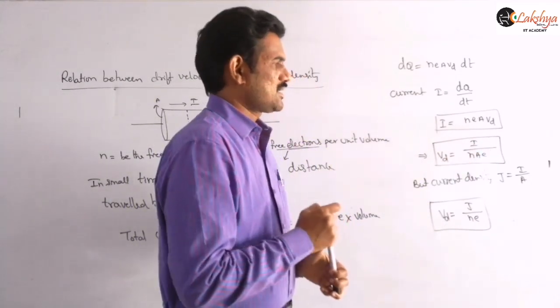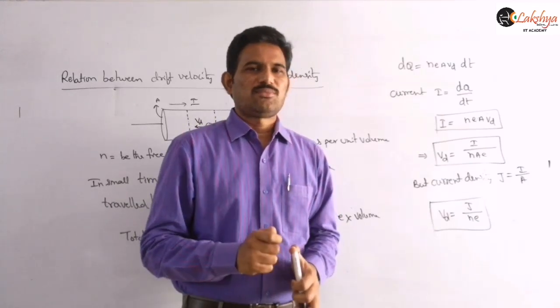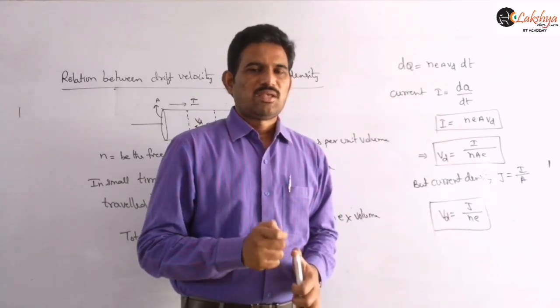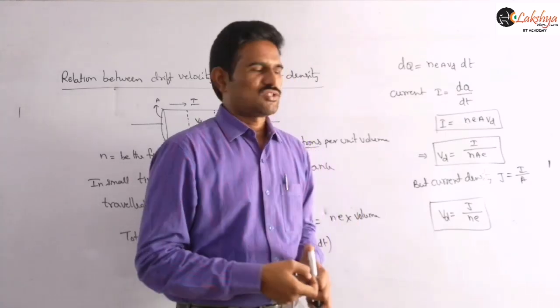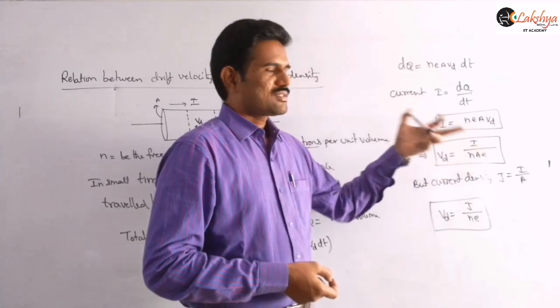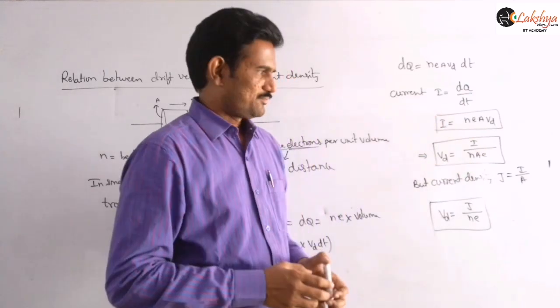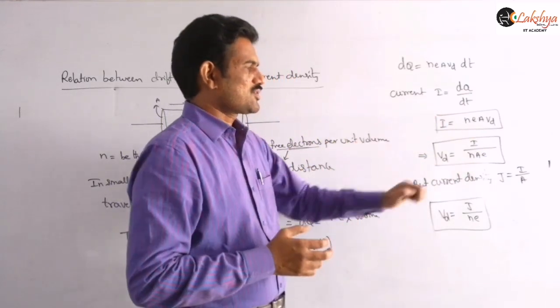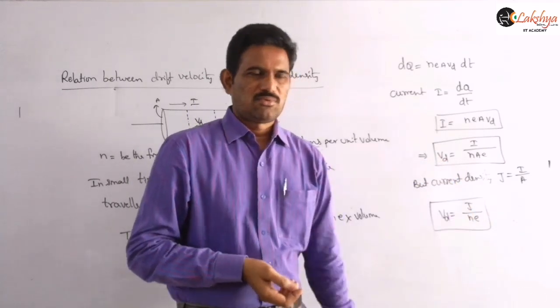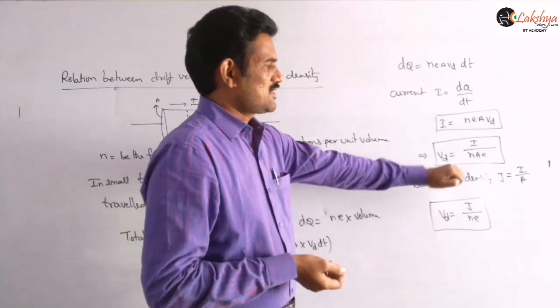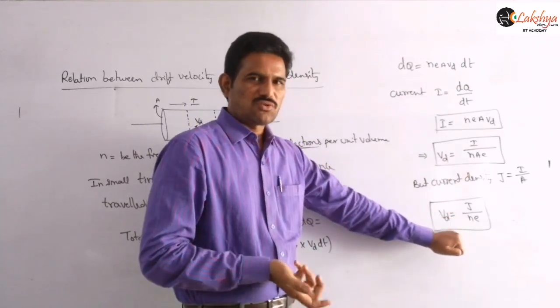Where n is the number of electrons per unit volume, A is the cross section, and e is the charge of the electron. That means magnitude of charge of the electron, and I is the current flowing through that, right? And so this is an important relation. And in terms of simply current density, we can write it as J by ne. So if you remember this equation, then in terms of current density, if required, you can write it easily.